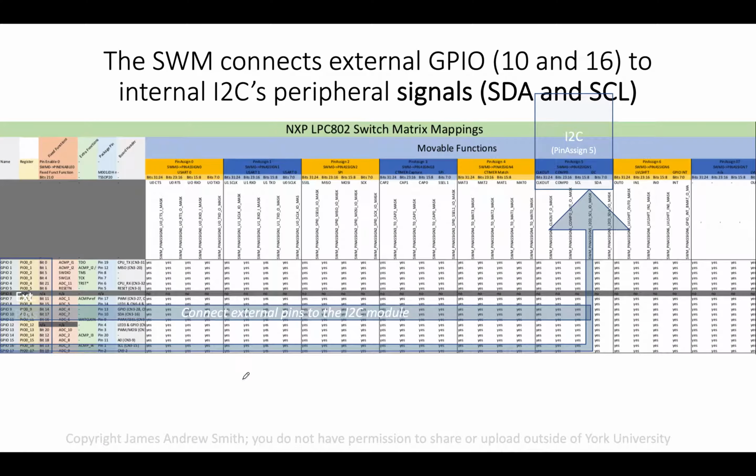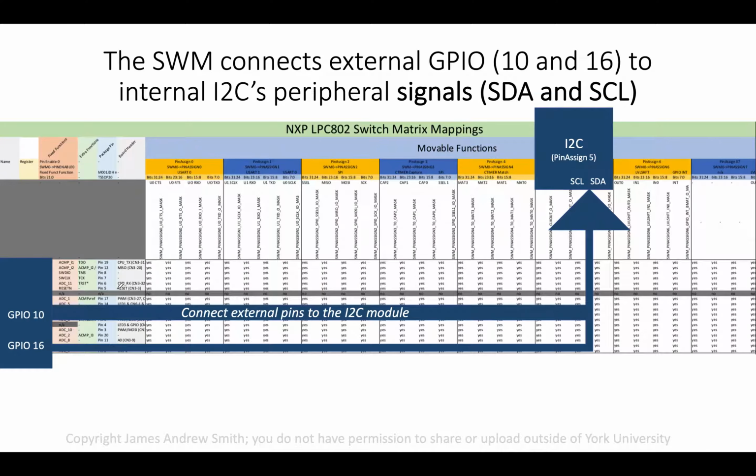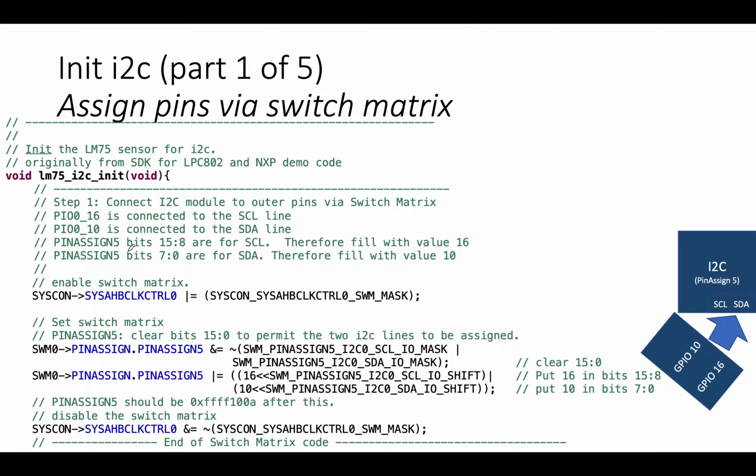Okay, next thing to point out is that we are going to use the switch matrix to connect the pins on the outside of the chip to the I2C system, and so we're going to be connecting up GPIO on the LPC802. So we use the switch matrix to do that. Okay. So here's some of the code during the initialization phase of the LM75. Basically remember that for just about any peripheral that we have on the LPC802, you need to turn on the switch matrix using the clock control for the AHB bus.